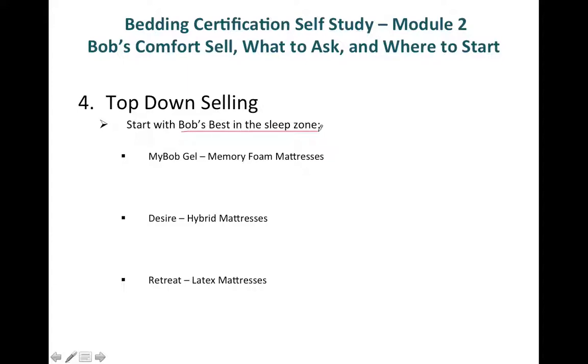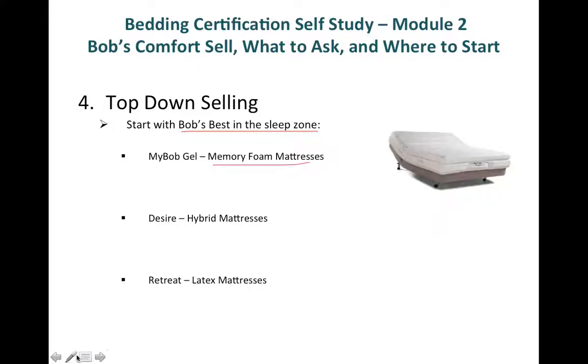We divide the sleep zone into three different categories. In the memory foam category, MyBob is the number one. So if the customer wants a memory foam, you start with MyBob, and then you're going to go down to Bobapedic Gel, and maybe the Bobapedic series. So that's how you go down. You start from the top and you go down in the Bobapedic memory foam category.